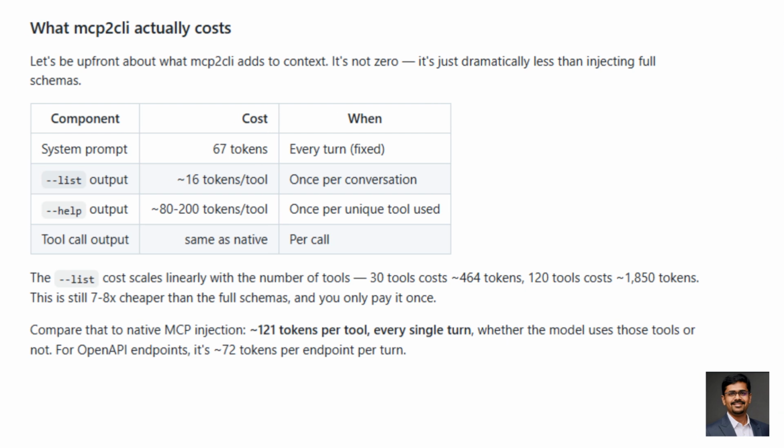mcp2cli also handles authentication. If a server requires OAuth, the CLI automatically runs the authorization flow. Tokens are cached locally. They refresh when needed. And secrets can be loaded safely from environment variables or files, so you're not exposing API keys in command history.